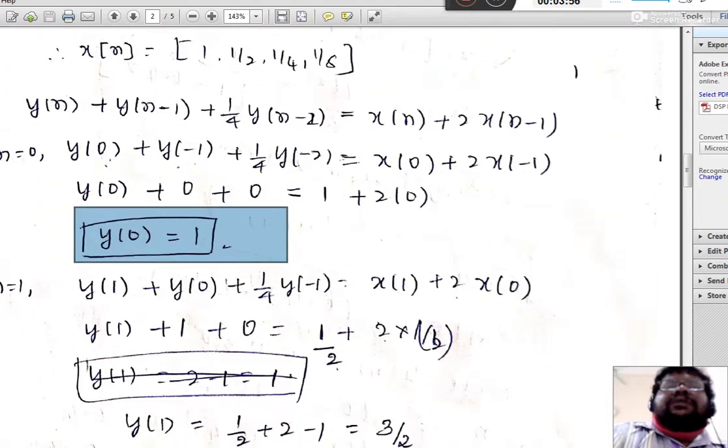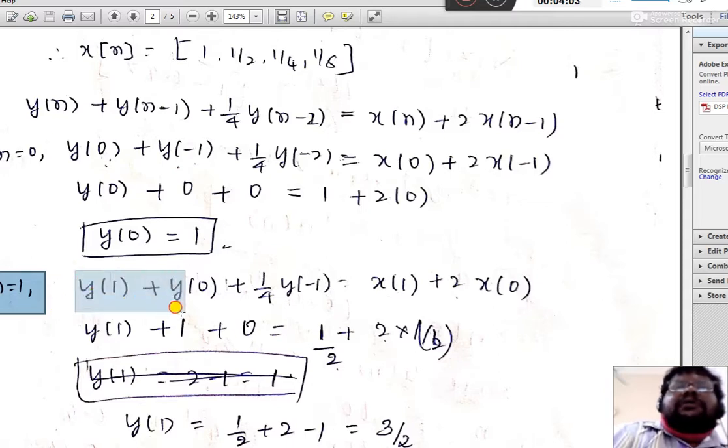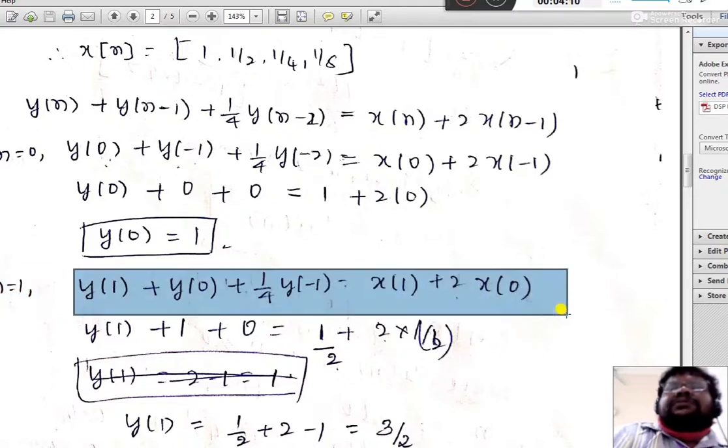Now when n is equal to 1, we will substitute: y of 1 is equal to y of 0 plus 1 by 4 times y of minus 1, plus x of 1 plus 2 times x of 0.